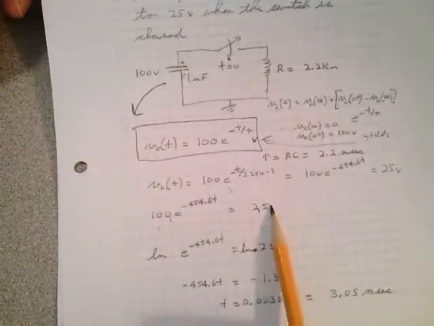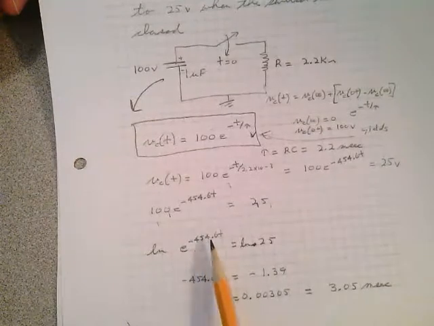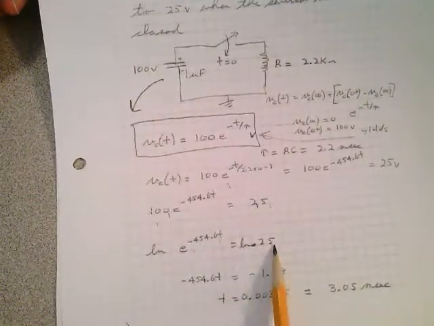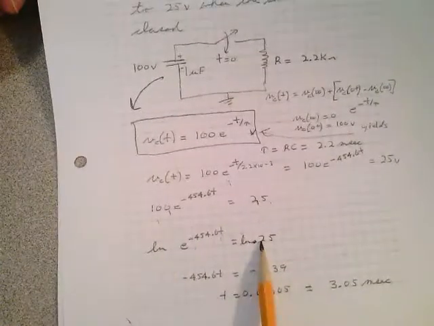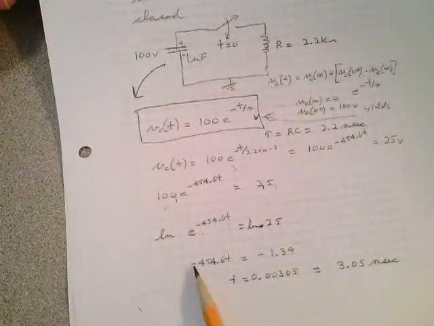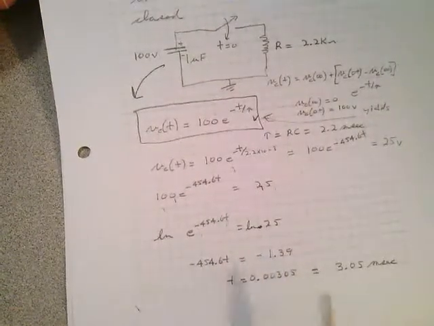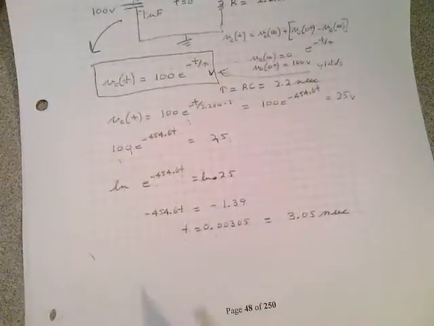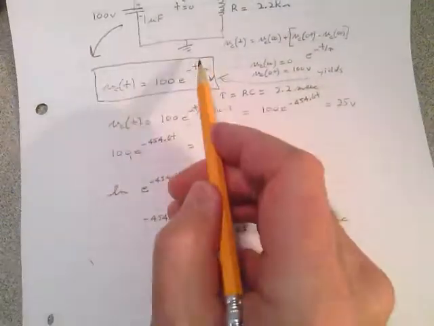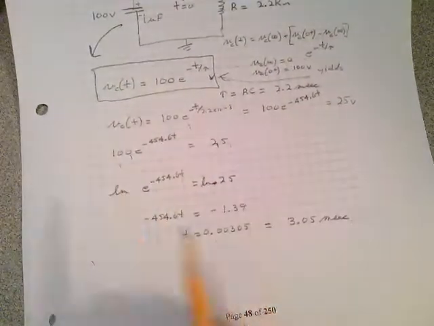I divide both sides by 100, and I come down with e to the minus 454.6 t is equal to 0.25. I take the ln, the natural log of both sides, which just leaves me the exponent over here. Minus 454.6 t is equal to minus 1.39. You solve for t, you get 3.05 milliseconds. You should be able to solve for t in these exponential forms. Know how to do that.